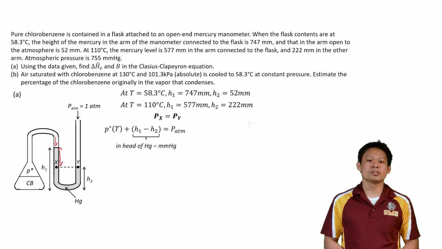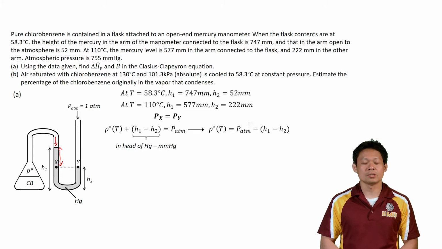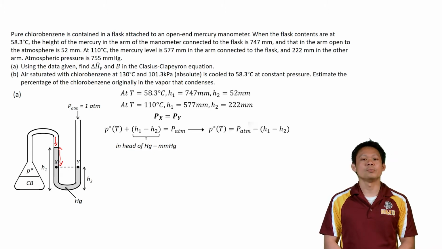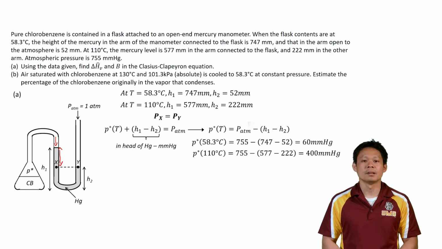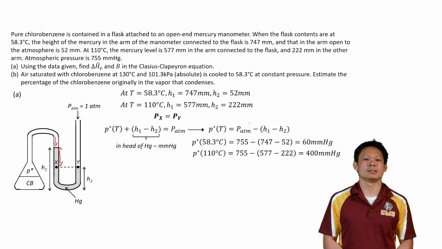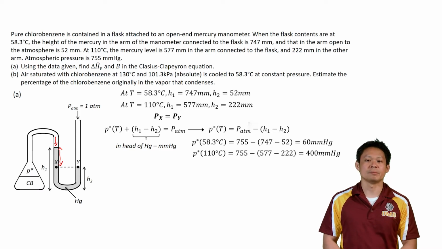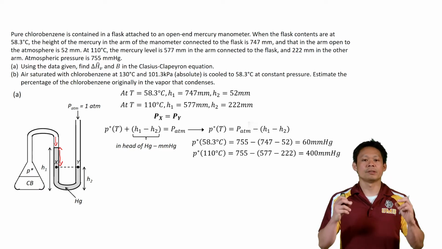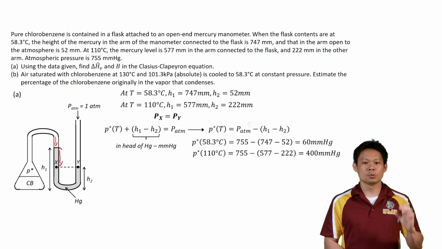So now we can rearrange this equation to get our P star, and we can put in our two conditions to solve for our P star. So at 58.3 degrees C, we put in all the values for PATM that we are given, and the two heights that we are given. At 58.3 degrees C, we see that the vapor pressure of our chlorobenzene is 60 millimeters of mercury. At 110 degrees C, it goes up to 400 millimeters of mercury. Now we have these two conditions. So we have two values of P star at two different temperatures.